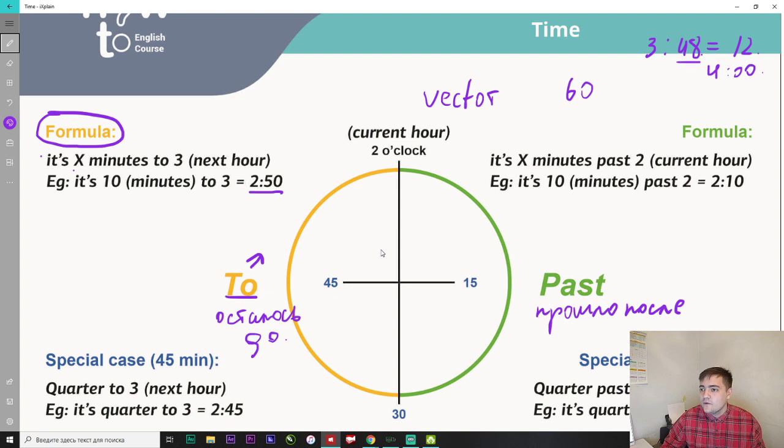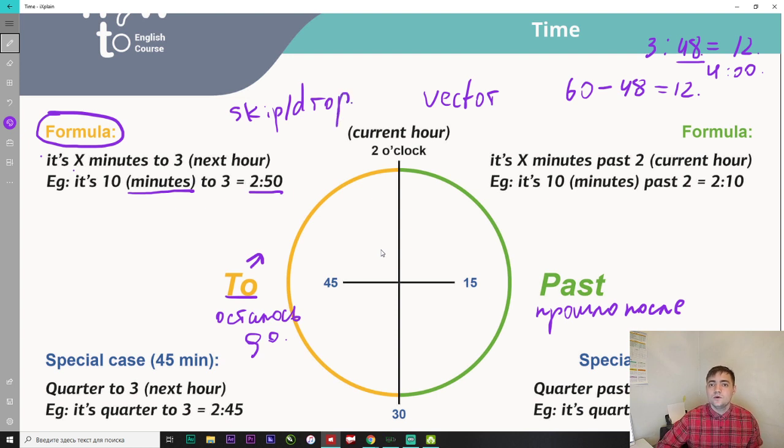I took away 48 from 60, okay? 48. So I got 12. That's it. Okay, so the same goes for this word minutes. It's optional, you can use it, or if you prefer to say it fast, you may drop it. Drop, уронить, опустить, right? You can skip or drop the word minutes.